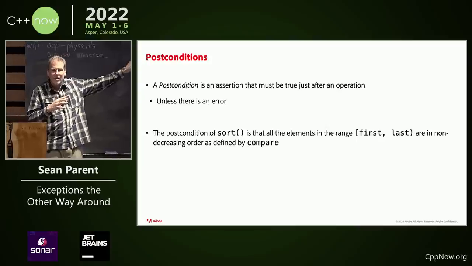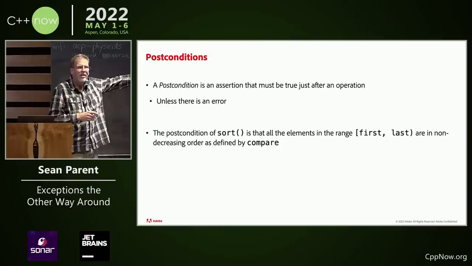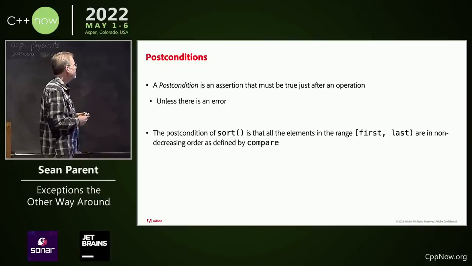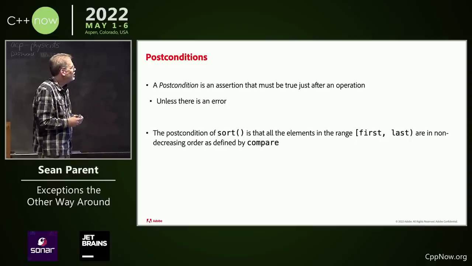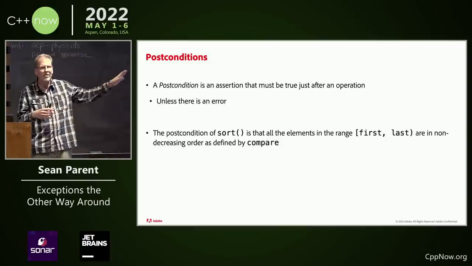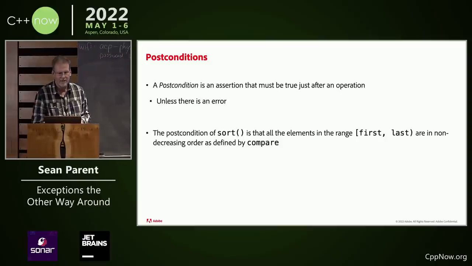Remember, we're carving error out of here. We're going to come back to carving error out of here because we need to say something more about the system when there is an error for the system to be correct. So the postcondition of sort is that all the elements in the range first last are in non-decreasing order as defined by the comparison function. That's our postcondition of sort.